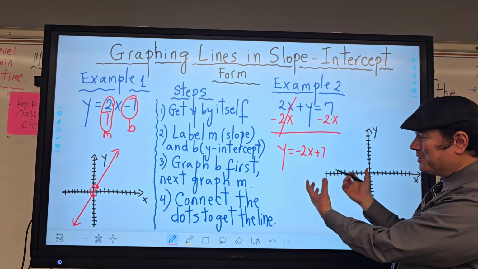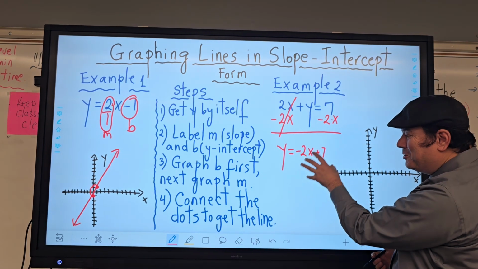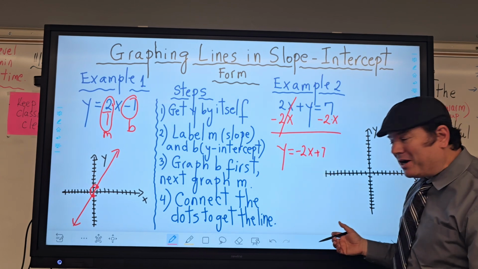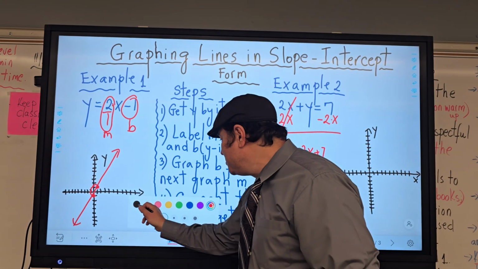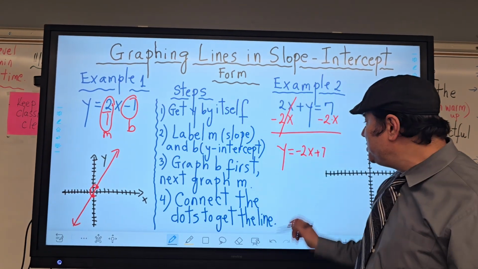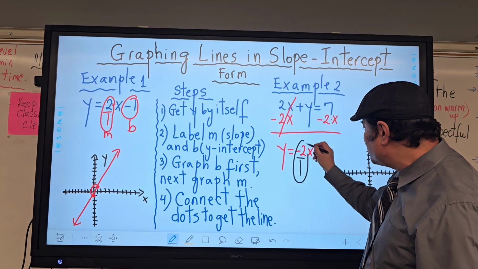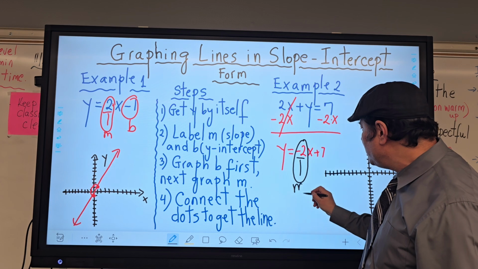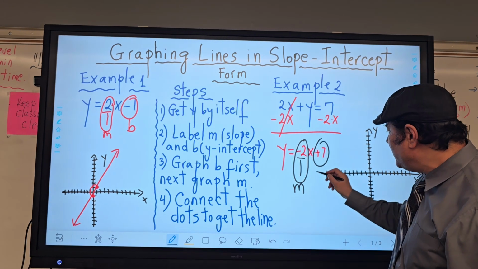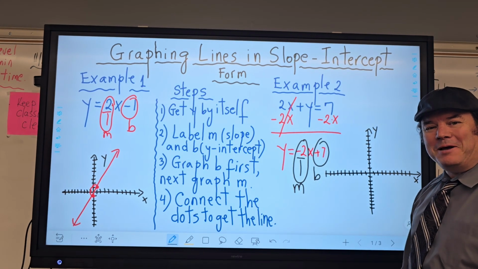And again, in this case, we have negative 2, which is a whole number, but we do not have a fraction, which means we are going to add the invisible 1 under negative 2, and that is going to be our slope, negative 2 over 1, and positive 7 is our b, okay?